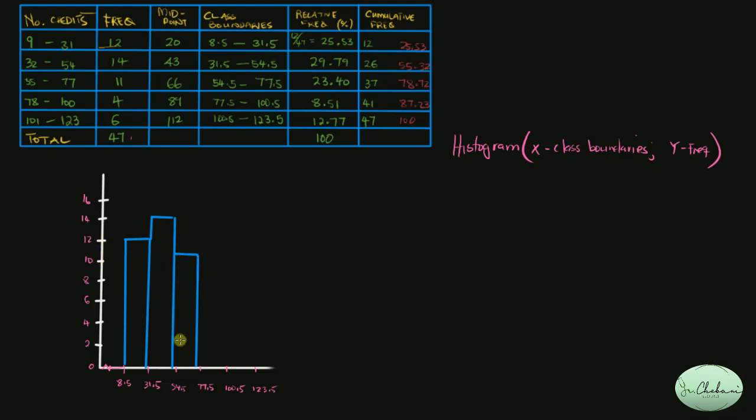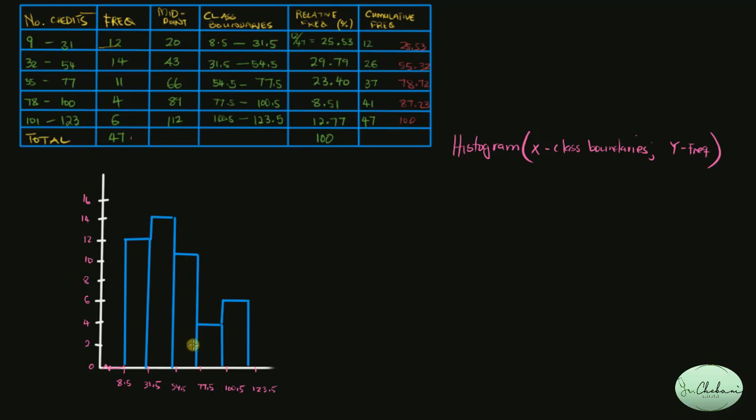And then the next one is 4, so 77.5 to 100.5. That's 4, and 4 is here. And then lastly we have 6, 100.5 to 123.5. We have 6, so 6 is somewhere there, like that. So this is our histogram.